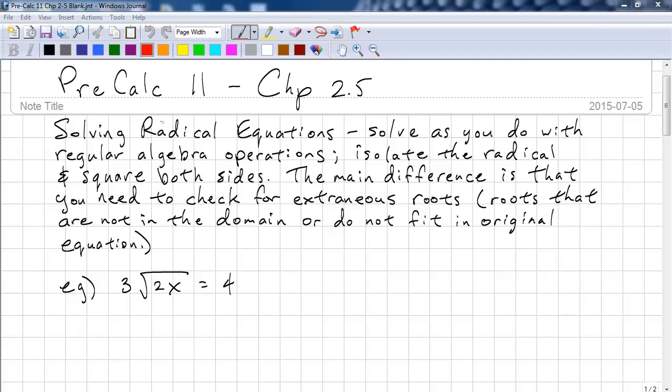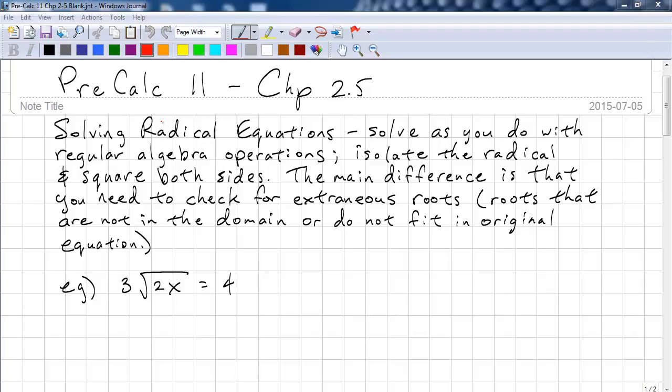This is PreCalc 11, Chapter 2.5. This time I'm going to be looking at solving radical equations. So, solve as you do with regular algebra operations. What you want to do is isolate the radical and then square both sides.